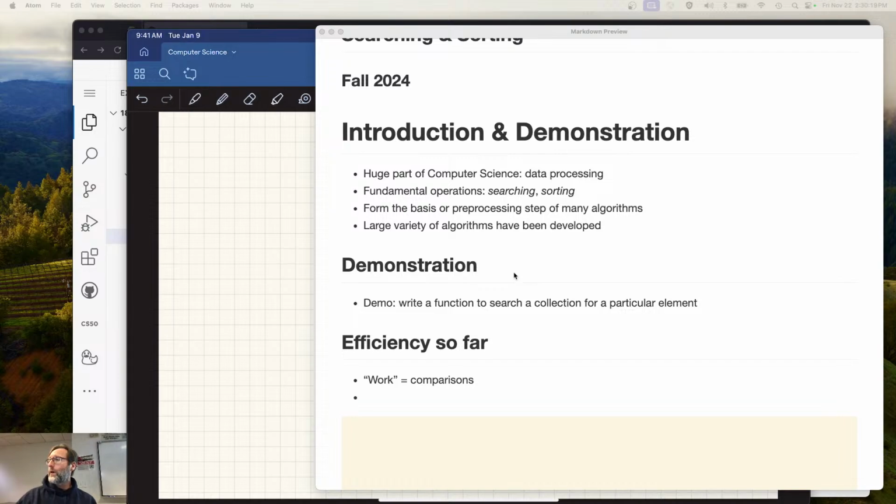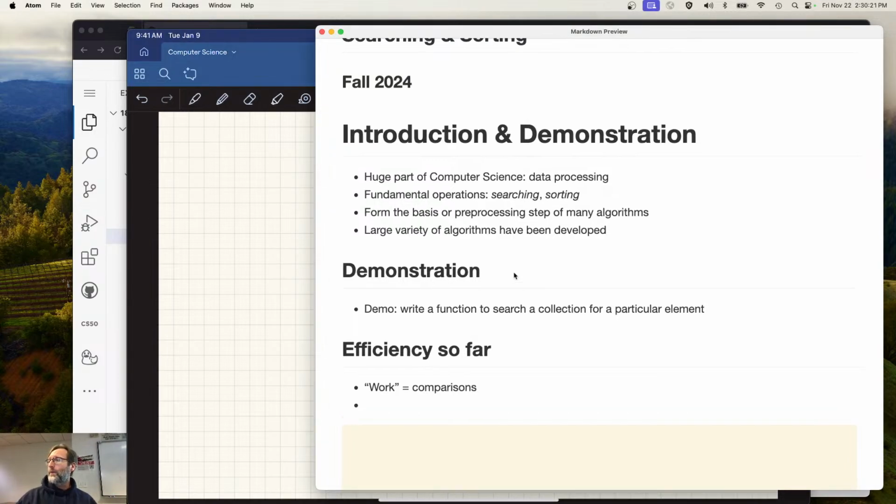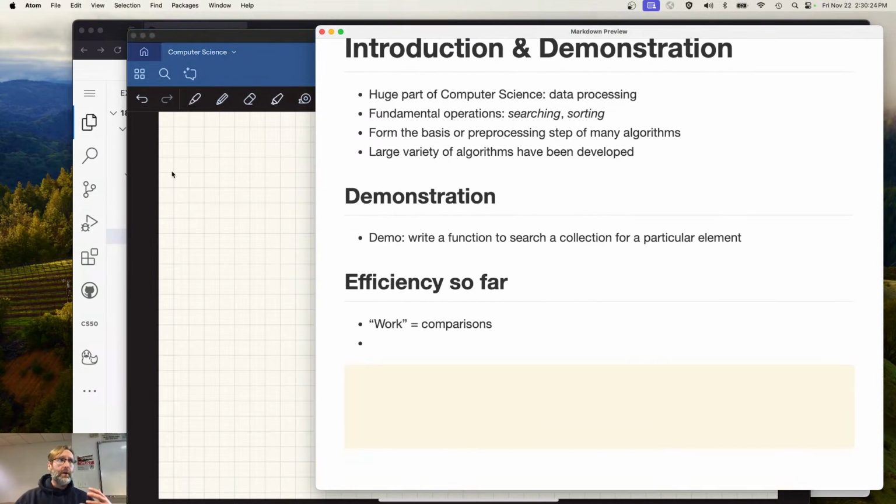But I did want to pick it up from where we left off last time by reviewing all of the complexity, or the efficiency, that we've looked at so far. We started out with linear search, and we said that we're going to quantify work as the number of comparisons. Linear search, because of where it got its name, is going to make approximately n comparisons to search for something.